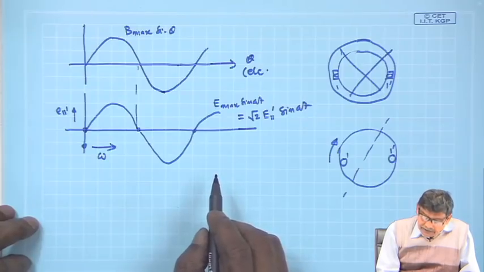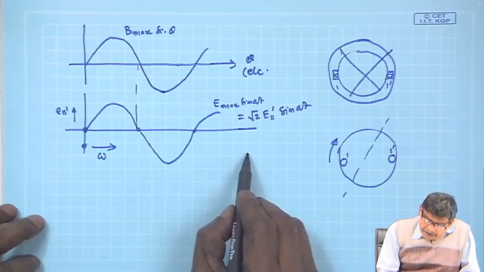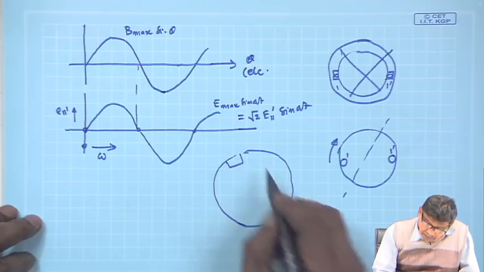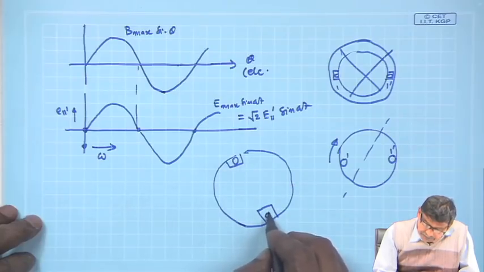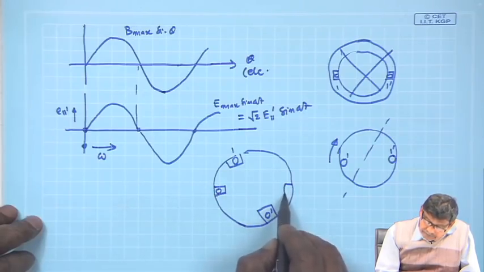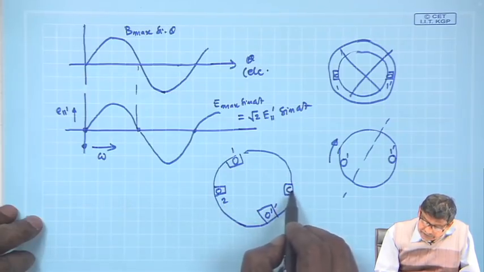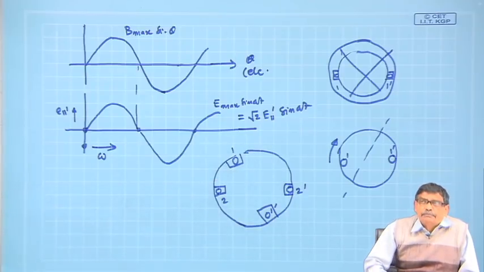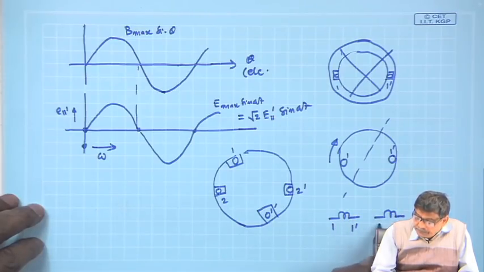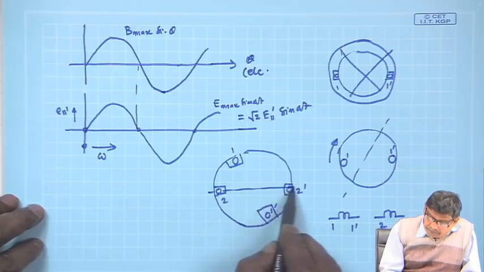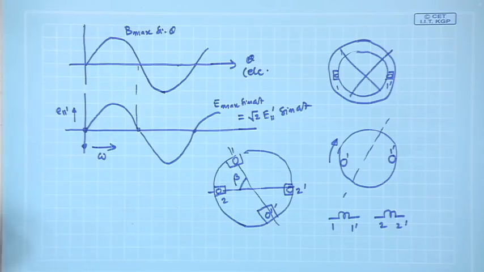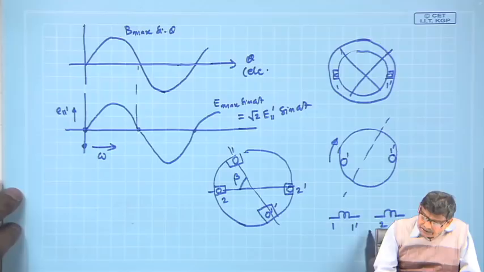So, what I do is this. I have, suppose, a coil, a two pole structure I am drawing, one dashed, and then I will connect another coil, one dashed, and this is two dashed. These two coils have their own separate identity with the terminals available to you. Suppose the angle between them is beta, some electrical angle, all angles are electrical now. So, one dashed and two dashed.